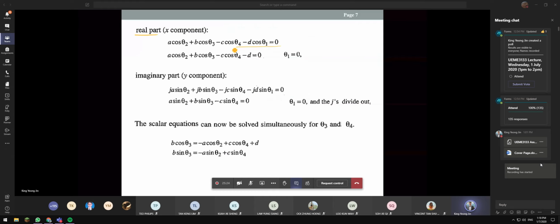So we take all the cosines. For the y component, we take all the sine components. That's why the imaginary j can be divided out, so it will disappear from the equation. So we will get this function. Based on this, we can now solve for theta 3 and theta 4. So we can find the angles.